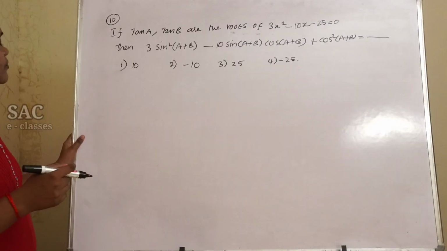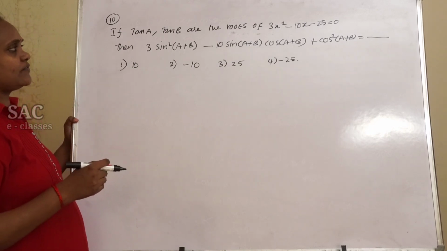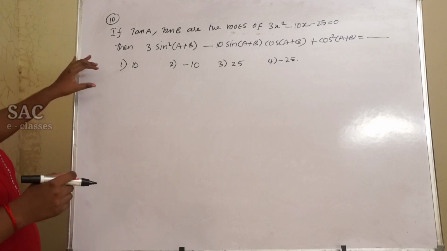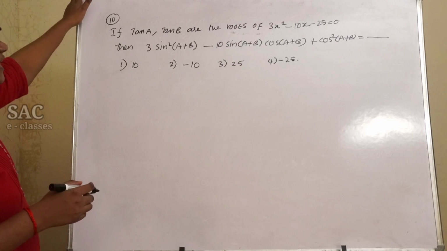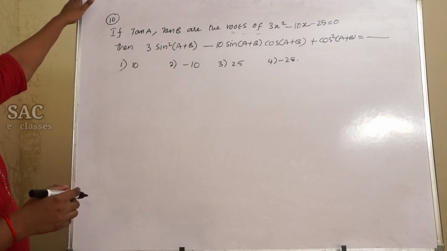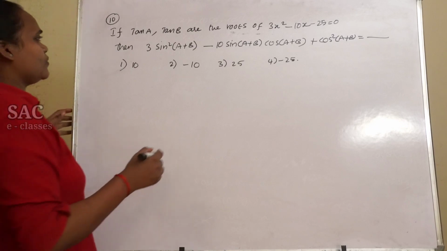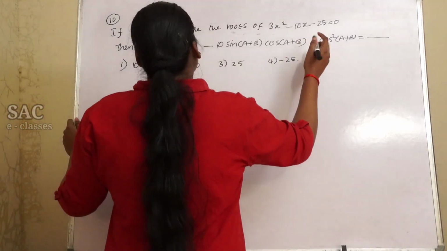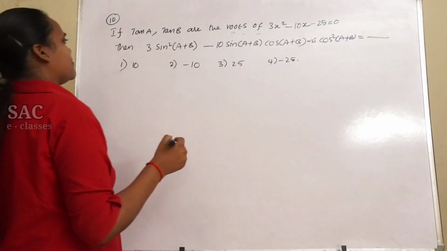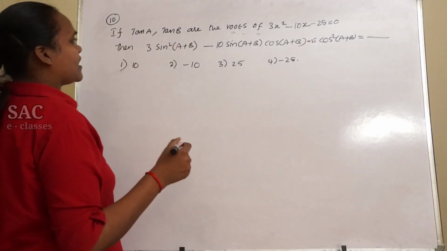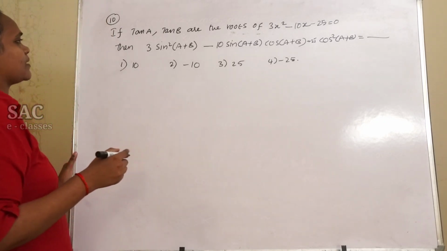Now we came to the 10th problem, very important and given in JEE Mains 2018, which is very much relevant to the compound angles property. Tan A, tan B are the roots of 3x square minus 10x minus 25 equal to 0. Then they are asking you to find the value of 3 sin square of a plus b minus 10 into sin of a plus b cos of a plus b minus 25 cos square of a plus b.